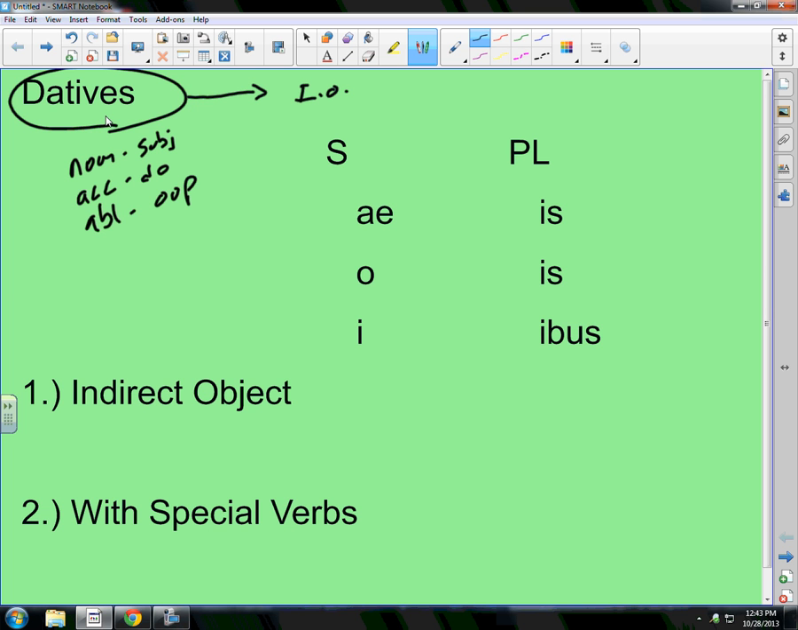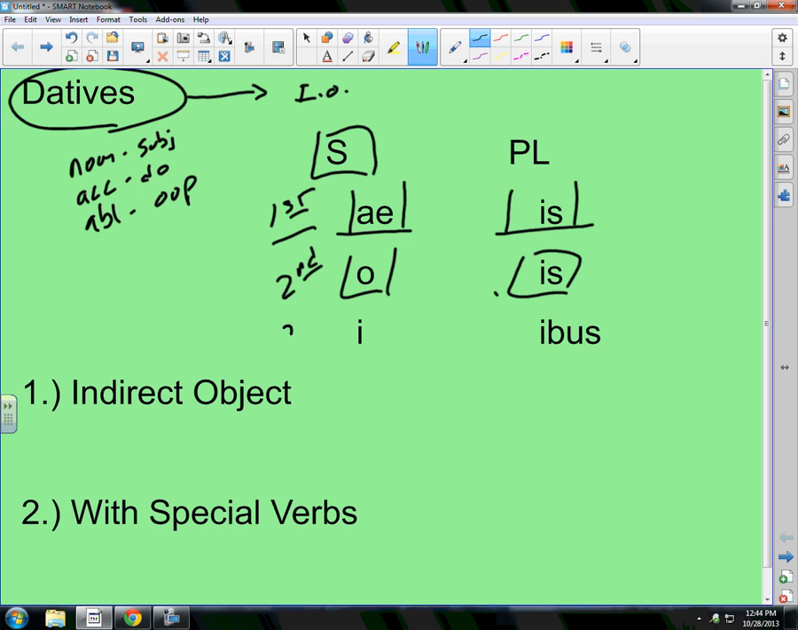Our dative singular ending for the first declension is AE. First declension plural is IS. So if I have a word from the first declension that ends in AE, it is possibly a dative. If I have a first declension word that ends in IS, it is also possibly a dative. It doesn't make it dative, but it puts it in the category of possibility. Second declension endings for the dative are O. For the plural, it's IS, and then third declension is I and IBUS.